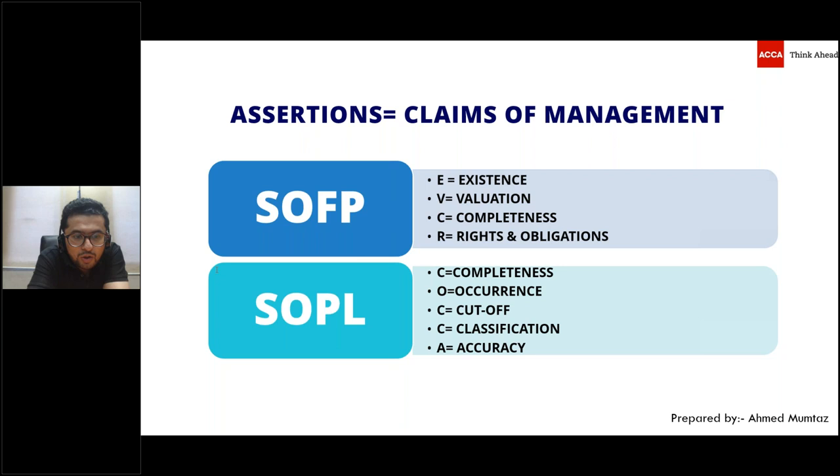No, Sonika, correct accounting period relates to the cutoff. It's not about accuracy. Accuracy means that the amount should be recorded within the profit or loss account at the correct value. The numbers should be correct.